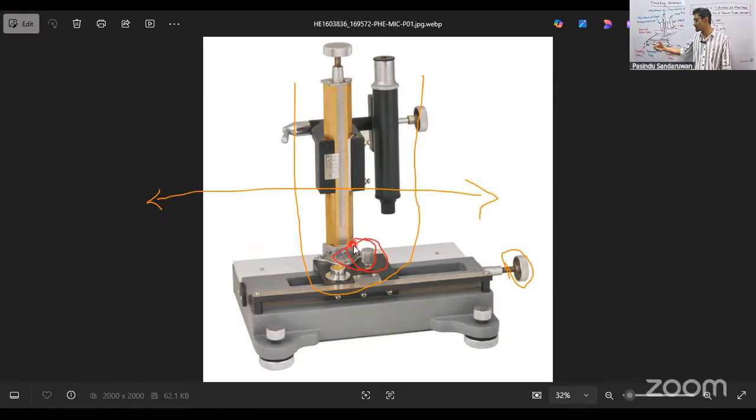So that's a traveling microscope, right? This is how a typical traveling microscope looks.